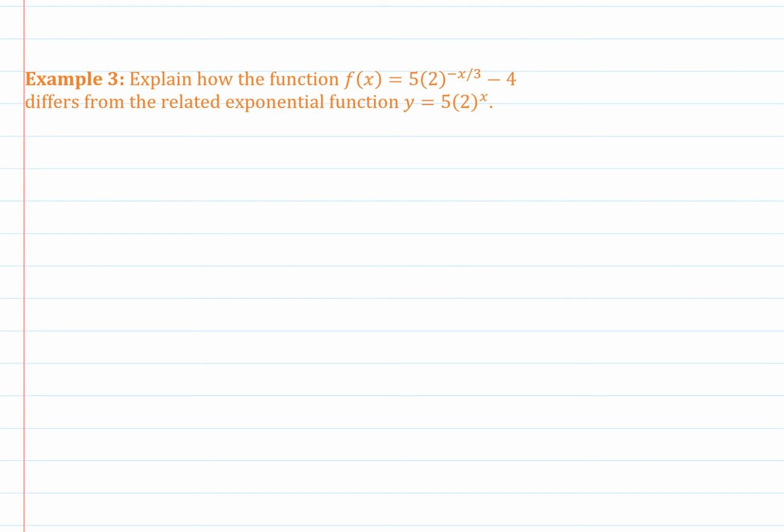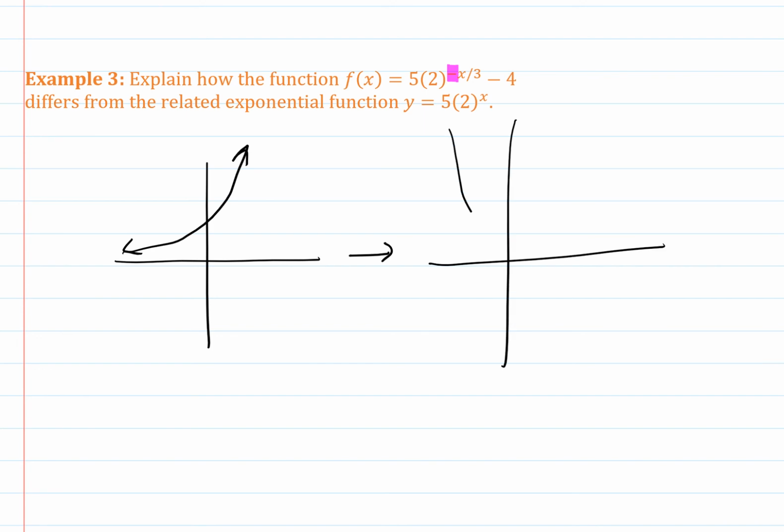Okay, one thing I noticed that's different is this negative sign. This negative sign is going to cause a reflection across the y-axis. So our parent function increases at an increasing rate. Now if you flip it around, it's going to decrease at a decreasing rate. Another thing I noticed is the 3. The 3 is going to cause a horizontal stretch. The function is going to look much wider now.